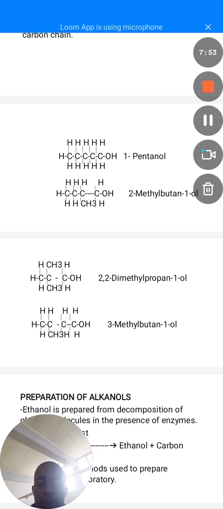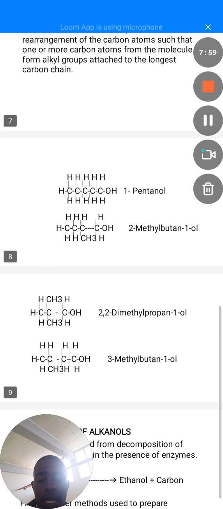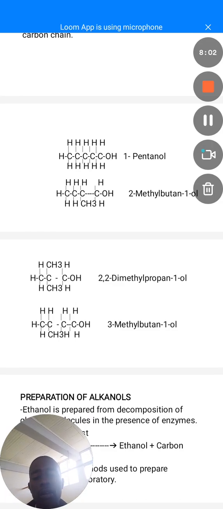Now, the next objective, I think it will be the last one for today's lesson. That is all about preparation of alkanols. Apart from the one we are seeing here, whereby ethanol is prepared from decomposition of glucose molecules in the presence of an enzyme, according to the equation you can see, I want you to tell me the other method that we can use to prepare ethanol. Any volunteer who can give us another method?